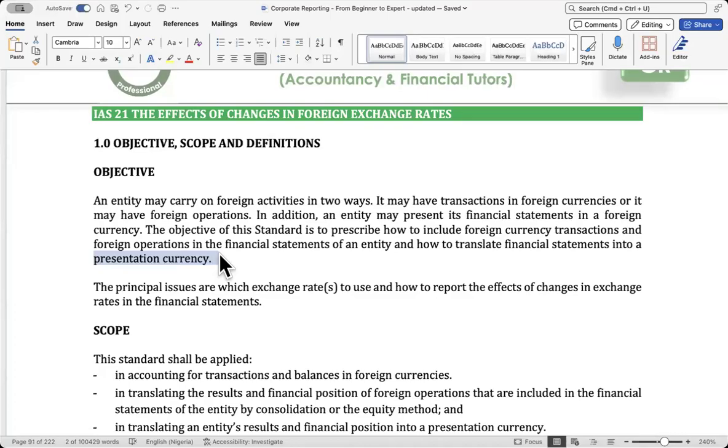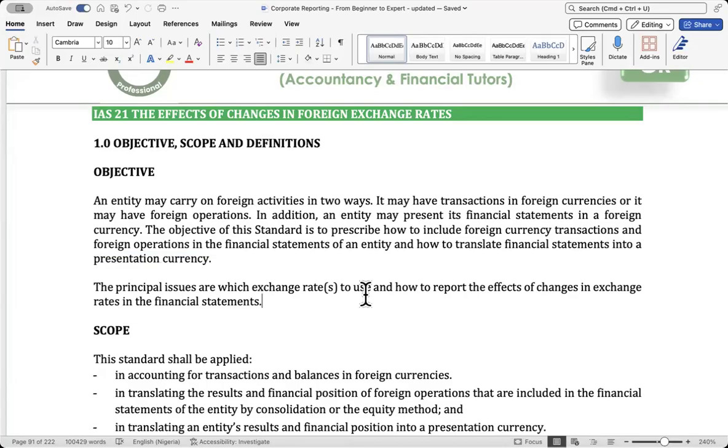You see, it's not hard at all. Very straightforward. The key challenge you would see is which exchange rates are you using? That is the key challenge. So we'll focus on how you identify the exchange rate to use. Ultimately, you would then be able to include those transactions or those foreign operations in your financial statements.